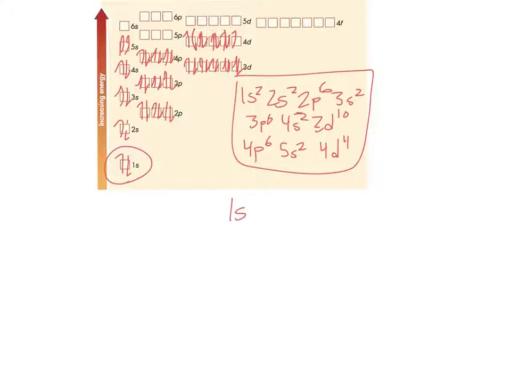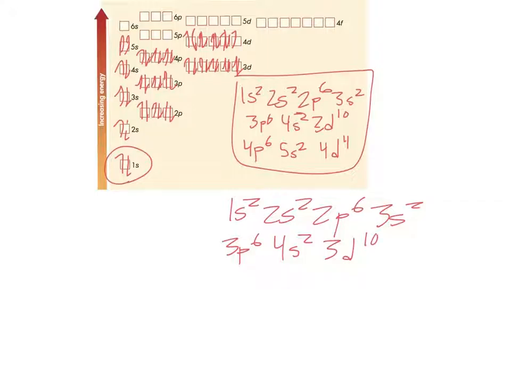So it would be 1s squared, 2s squared, 2p to the power of 6, 3s squared, 3p to the power of 6, 4s squared, 3d to the power of 10, 4p to the power of 6, 5s2, and 4d10. I mean, not 10, sorry. 4d9.